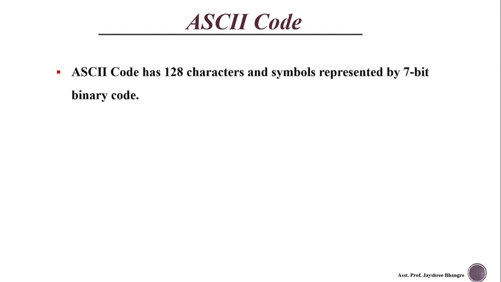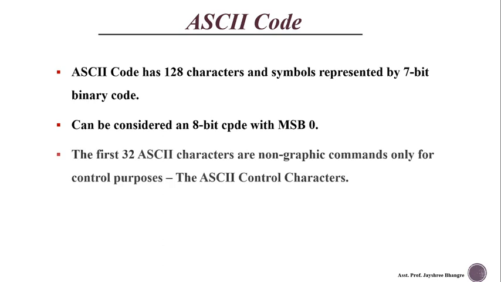This ASCII code has 128 characters and symbols that are represented by a 7-bit binary code. So it is the code that is represented by 7 bits. 2 raised to 7 is 128, so it represents a total of 128 characters and different symbols. We can also represent this code as an 8-bit code with the MSB equal to 0.